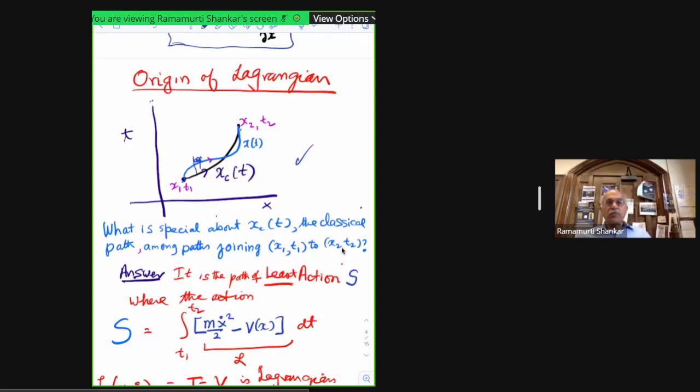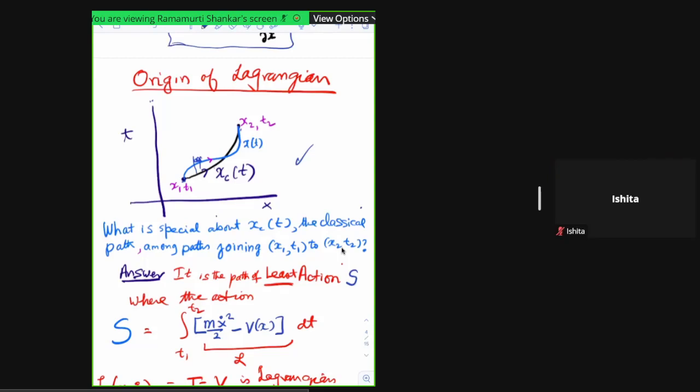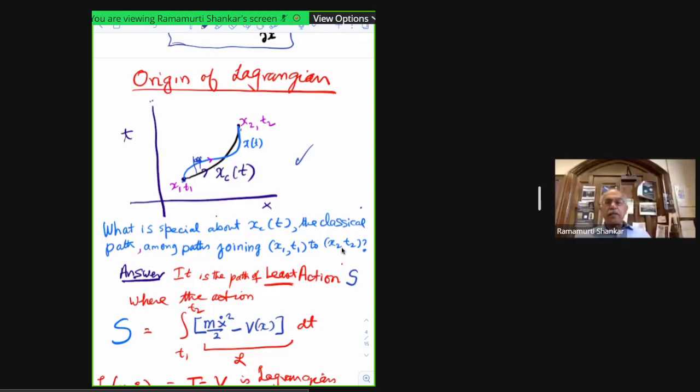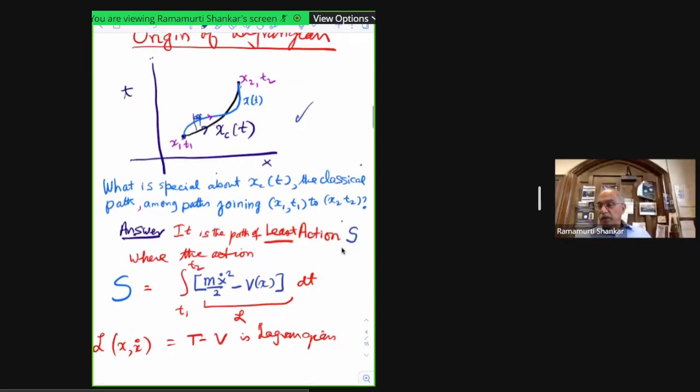If you say, what is special about the classical path? It is that the classical path is a path of least action. That's the way to distinguish the actual path. It is privileged in the following sense: it has less action than any other path, but action is defined as the integral of the Lagrangian.